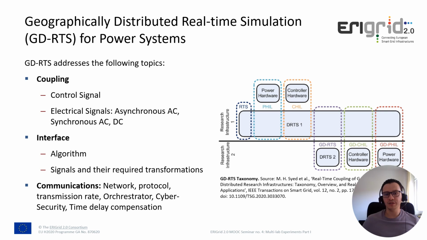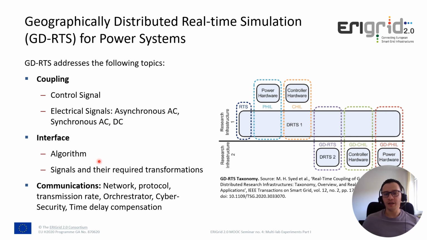For power systems, geographically distributed real-time simulation addresses the following topics. First, decoupling method, which can be based on the exchange of control signals, or in the case of multiple systems exchanging power, then the coupling is made based on electrical signals. In this case, it can be asynchronous AC, synchronous AC, or DC.